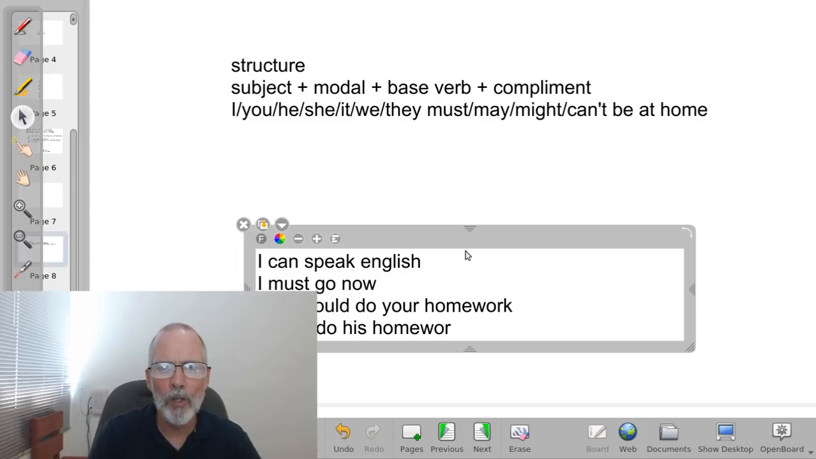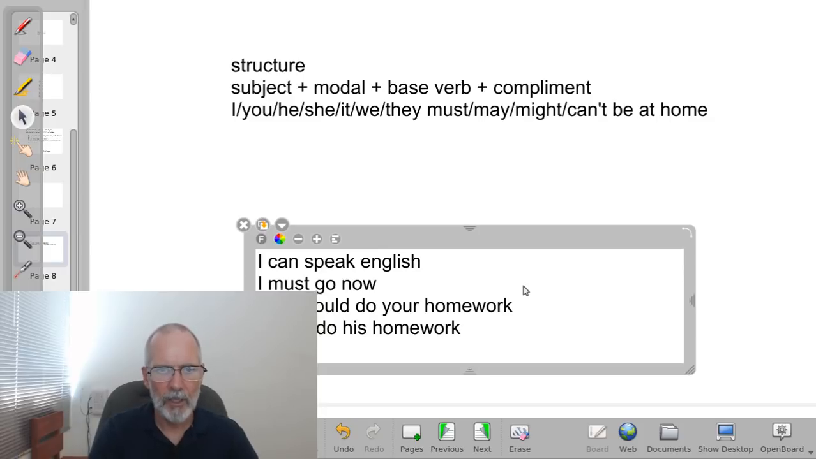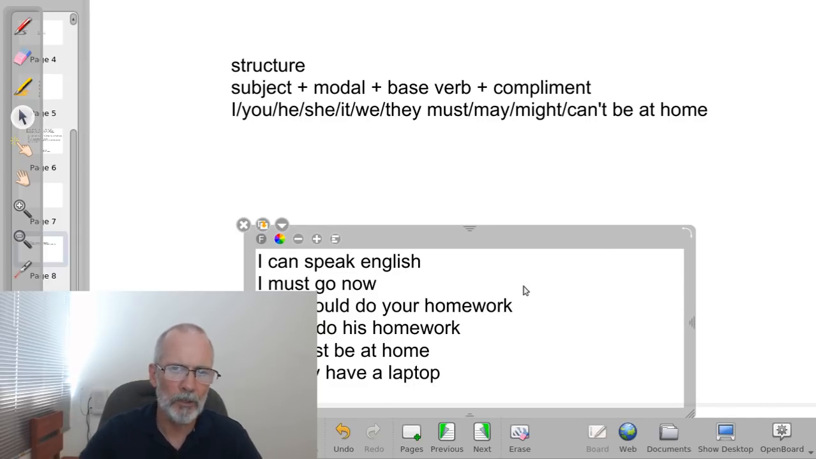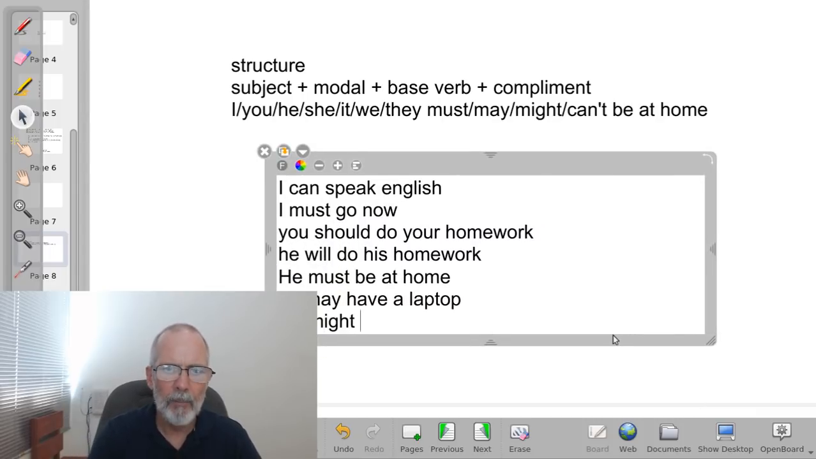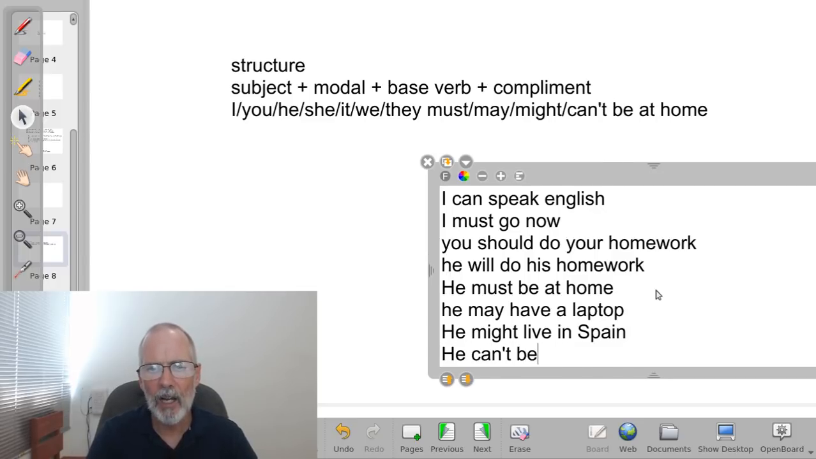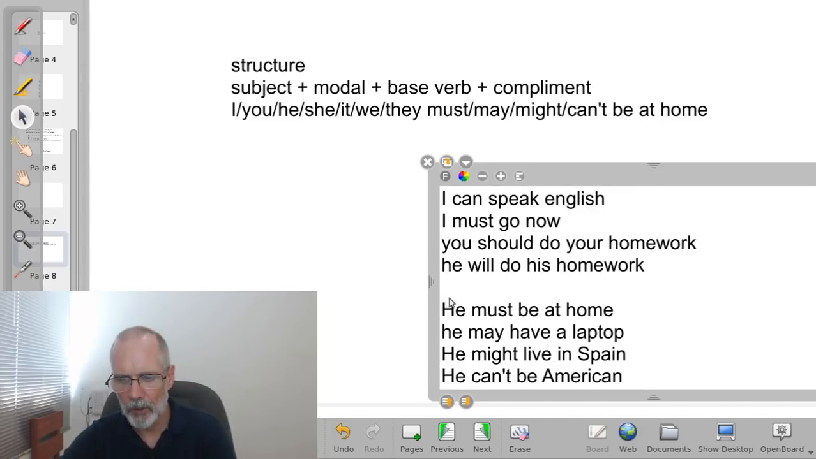It doesn't matter, all the modal verbs that we've seen previously and the modal verbs that we're looking at today, which is he must be at home, he may be at home, doesn't matter, let's use a different verb here. He may have a laptop. I don't know if he has a laptop or not. I just wanted to change the main verb and not use be all the time. He might live in Spain. He can't be American. These are examples of modals that we're looking at today for assumption or deduction.